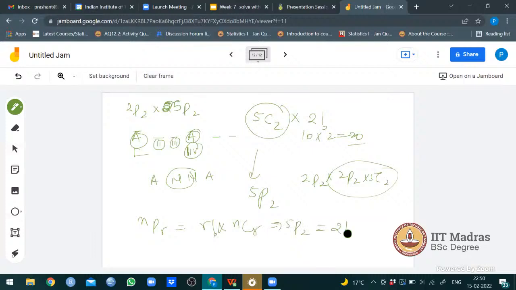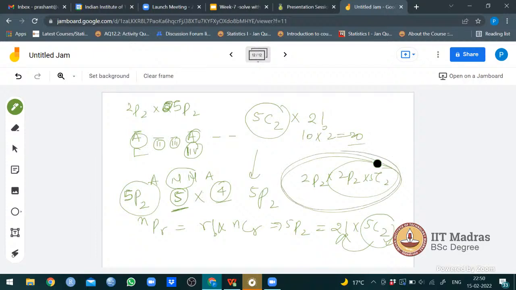5P2 equals 2 factorial into 5C2, meaning first choose the two numbers and then arrange them, or directly arrange the two numbers from 5 numbers at the two places, or you can do it manually. I have two places, so the first place can be filled with any of the 5 numbers, and the second place can be filled with any of the 4 numbers. I was actually trying to avoid iterating over the cases. That is also a good approach. Don't worry about that.